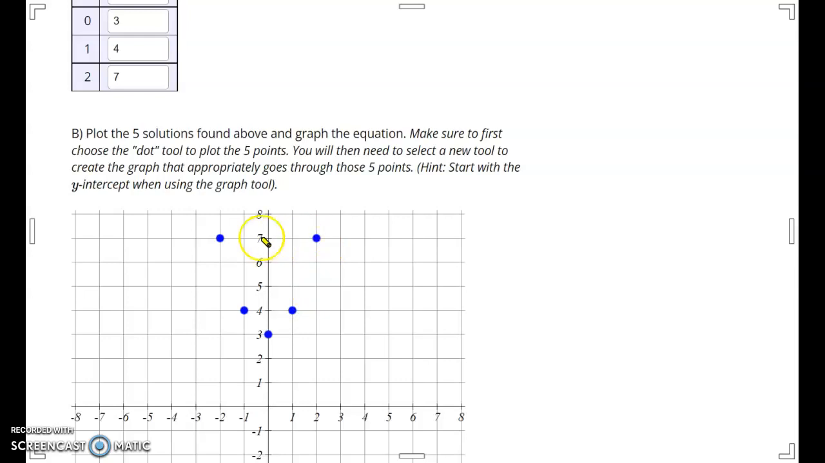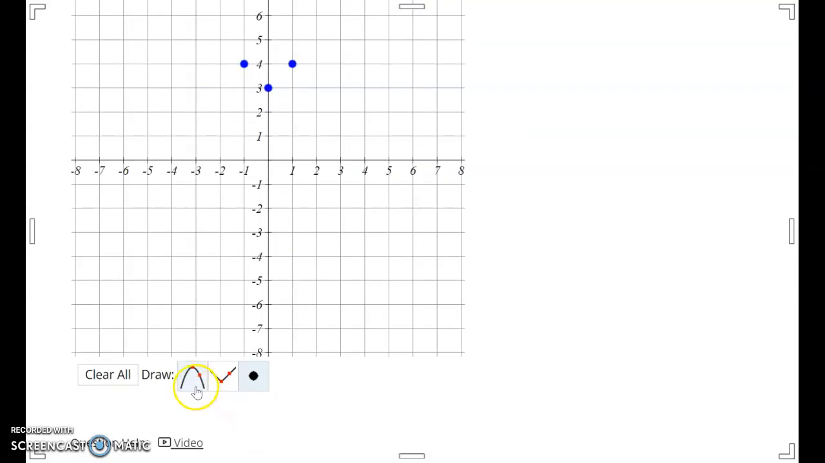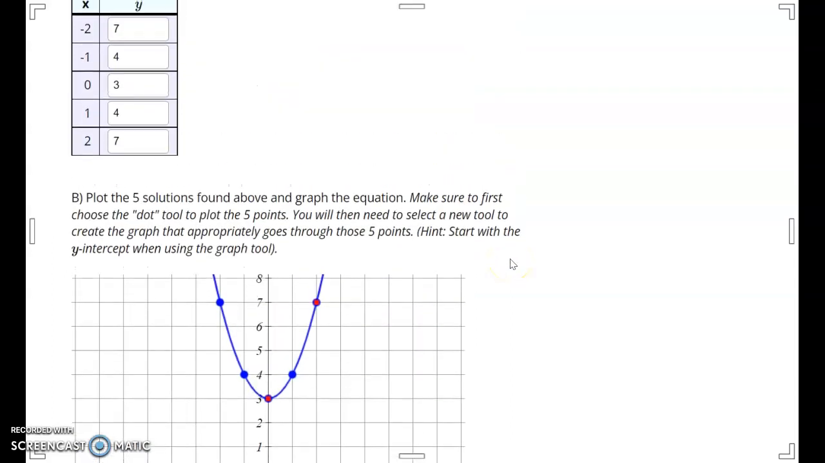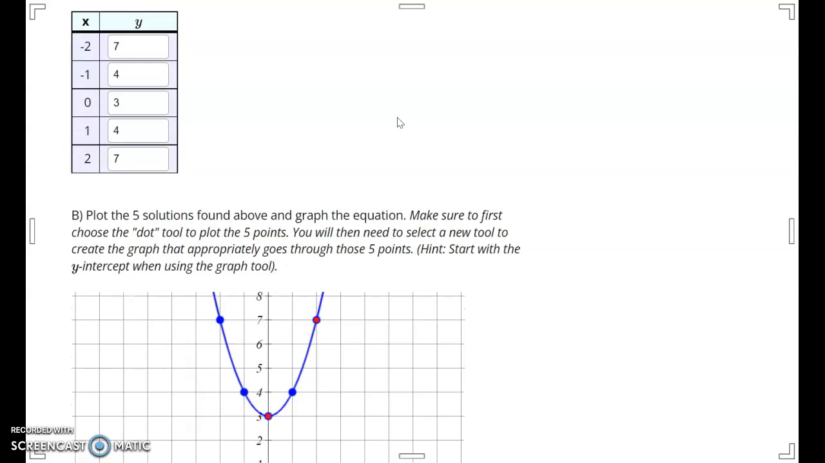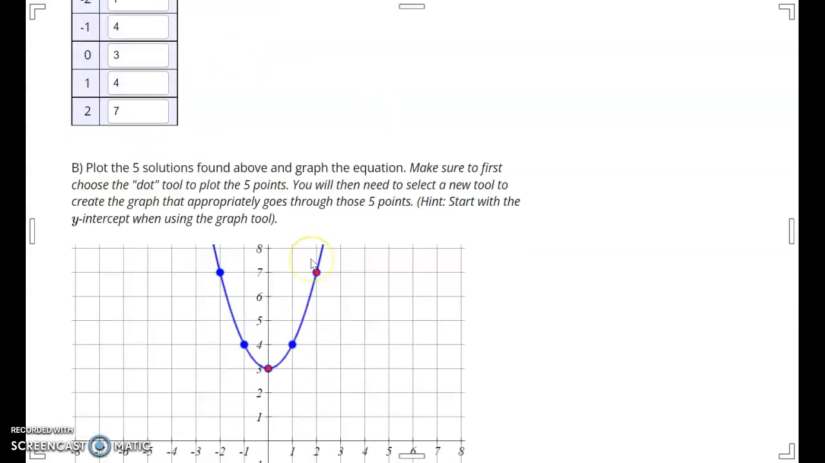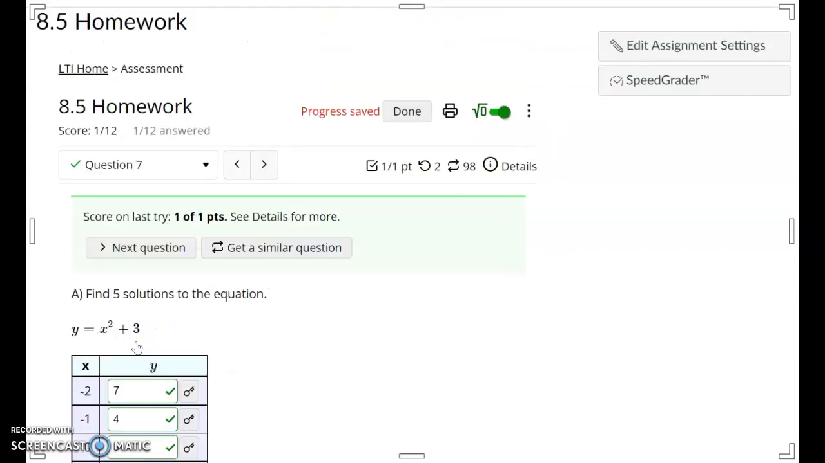So we have this graph. Now we're going to go ahead and use this tool. Start with the y-intercept, and we can just select one of those points, and then let's go ahead and check it. How do we know this was a parabola? Well, when it's an x squared graph, that's going to be a parabola. And there we go, we saw the green.